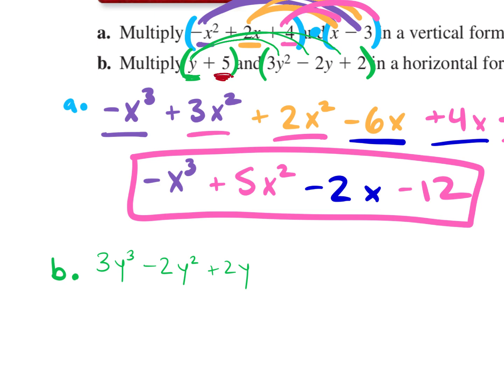Then we can move on to the 5. So we have 5 times 3y squared? Awesome. 15y squared. 5 times negative 2y? Negative 10y. And 5 times 2? 10.